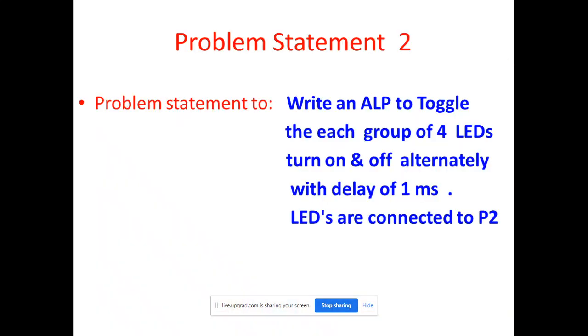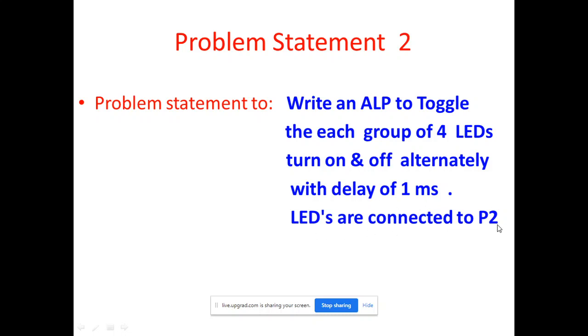Okay. Now next, I will change the problem statement. Now my problem statement is I want to toggle each group of 4 LEDs. We know that there are a total of 8 LEDs. We are creating 2 groups: one is the upper nibble and the other is the lower nibble. Nibble means 4 bits. D0 to D3 is your lower nibble, and D4 to D7 is your upper nibble. Now I want to toggle the upper nibble and lower nibble alternately, with a delay of 1 millisecond.